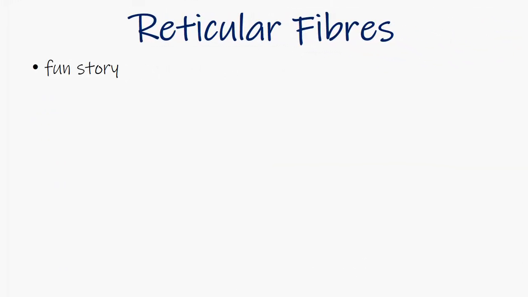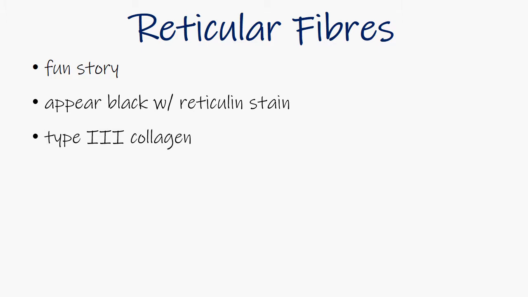Reticular fibers have a fun background story. When histologists first discovered them, they observed that they did not stain well with H and E, but were only nicely visible when stained with reticulin. So they thought that these fibers couldn't be composed of collagen, otherwise they would stain well with H and E, and so they gave them the new name of reticular fibers. However, with the advent of molecular biology, it was later determined that these fibers are indeed composed of collagen, just a different type, the so-called type 3 collagen.